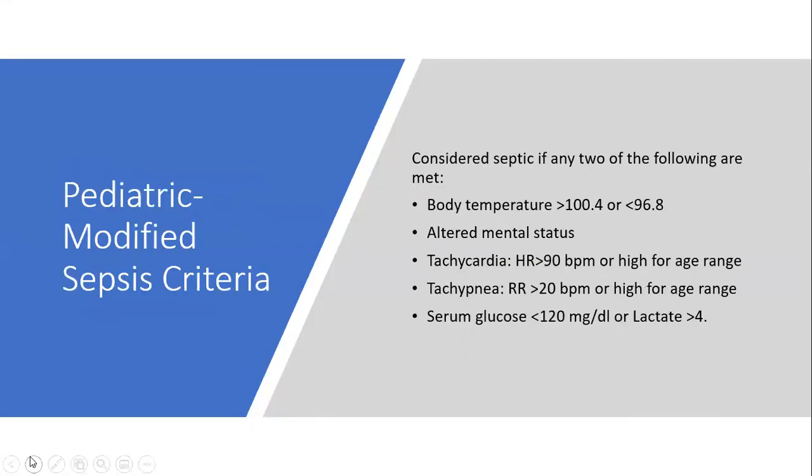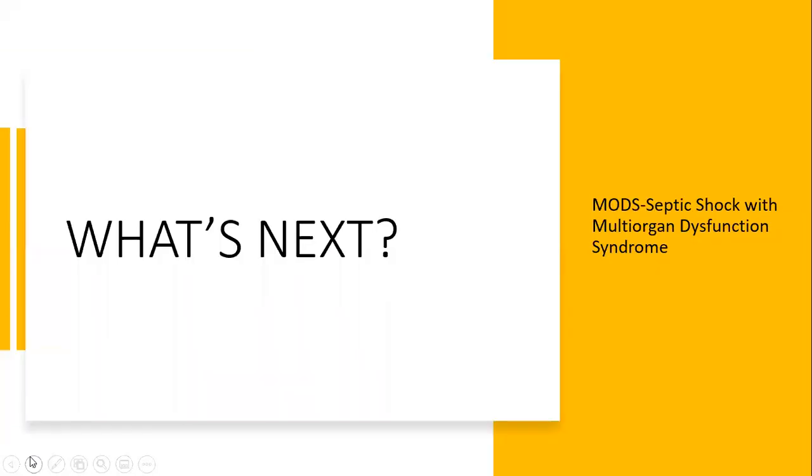We have a pediatric modified sepsis criteria. Consider a patient septic if any two of the following are met: body temperature greater than 100.4, altered mental status, tachycardia or heart rate greater than 90 beats per minute, or high for the age range, tachypnea, respiratory rate greater than 20 or adjusted according to age, serum glucose greater than 120 or lactate greater than 4. Remember with these pediatric patients though, their lactate does not always change.